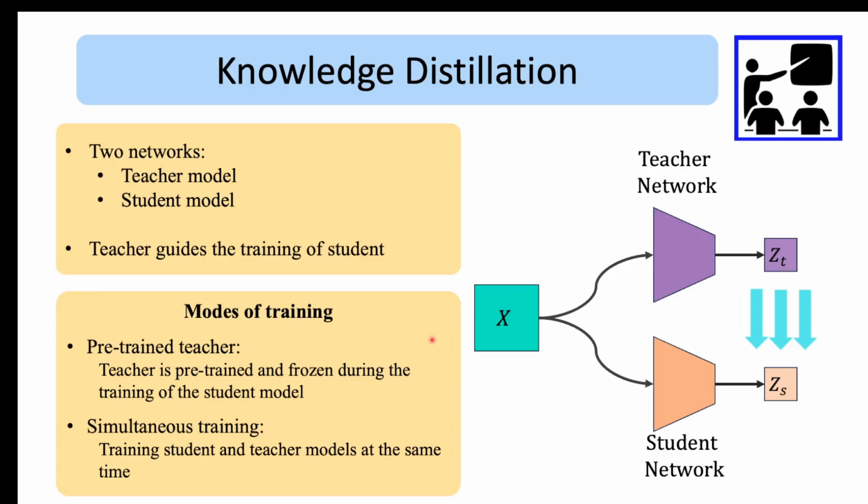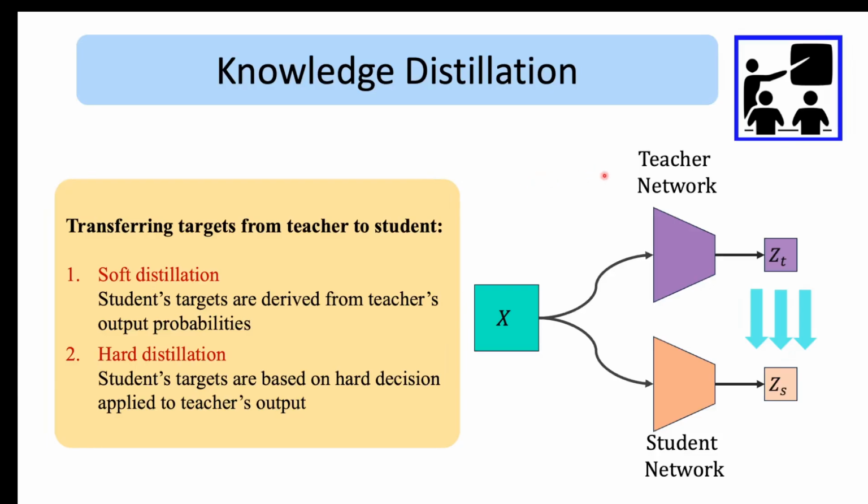In knowledge distillation, we have two models, a teacher model and a student model. The teacher model is usually a more complex model, and its role is to guide the training of the student. The student model is typically a smaller and more efficient model, and its objective is to learn to mimic the behavior of the teacher. There are two modes for training the student. In one mode, the teacher model is trained a priori and used as a frozen model for training the student. The second mode is to simultaneously train both teacher and student together.